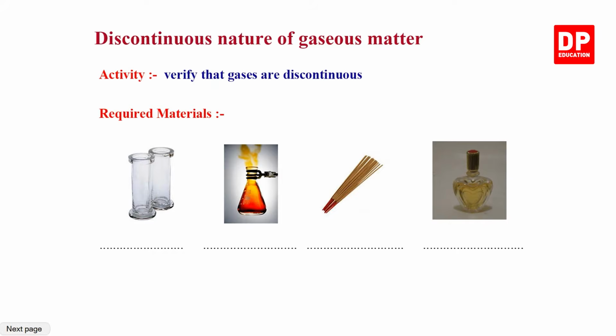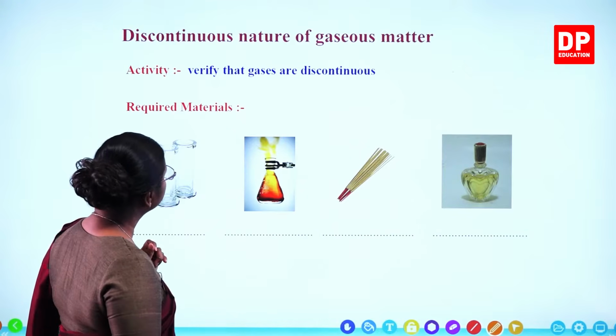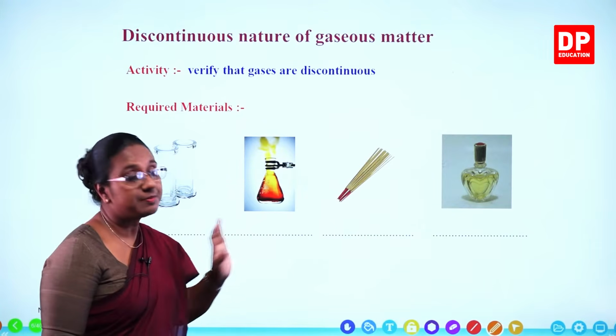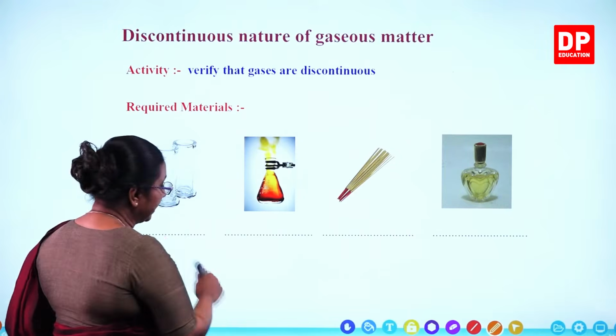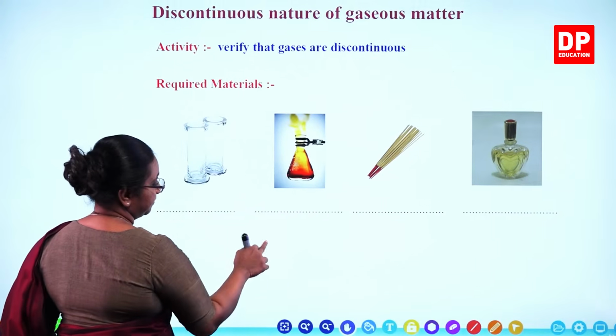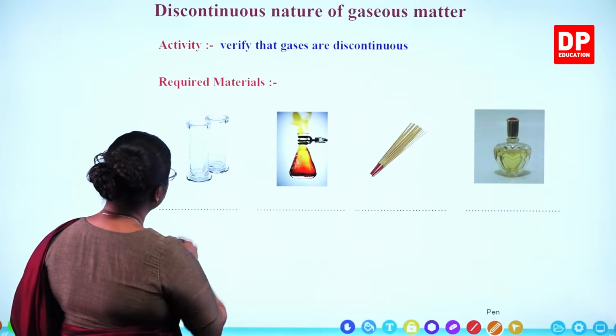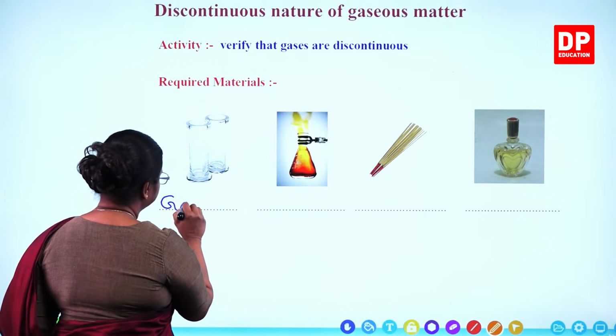Then we will discuss this activity to understand the discontinuous nature of gaseous matter. The activity: verify that gases are discontinuous. For that, these are the materials that we need. We need 2 gas jars. You all would have seen this in the lab, or maybe you would have used it in the lab. Gas jars.